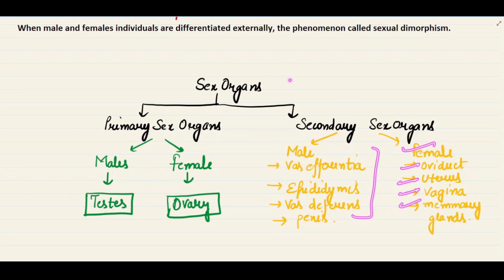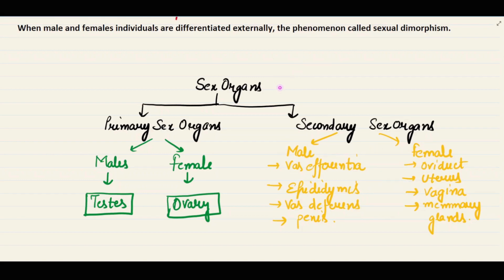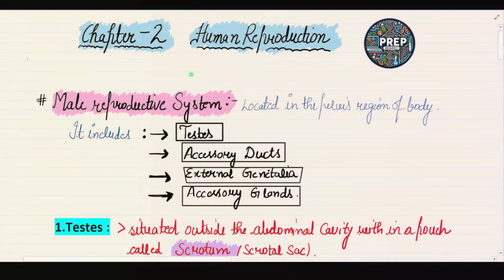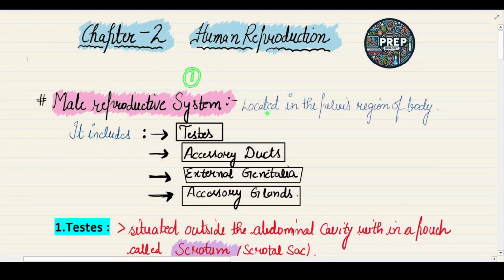So today we are going to start with the male reproductive system. The male reproductive system is located in the pelvic region of the body. The pelvic region is the region present lower than the trunk; in humans we can say it is present between the abdomen and thighs.